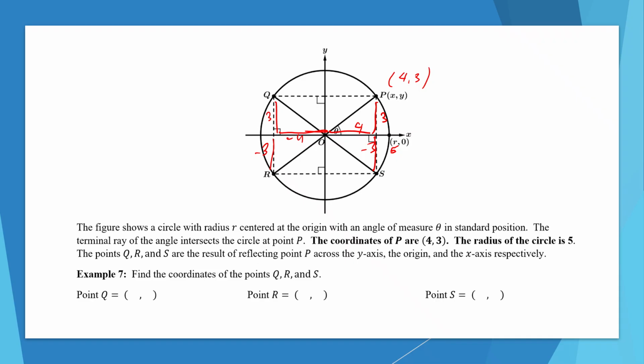And so now we can fill in the coordinates. So for Q, it should be -4, +3. For point R, it should be -4, -3. And then for point S, it should be +4, and then -3 there. So those are 3 coordinates when they're reflected over the x-axis, y-axis, and origin.